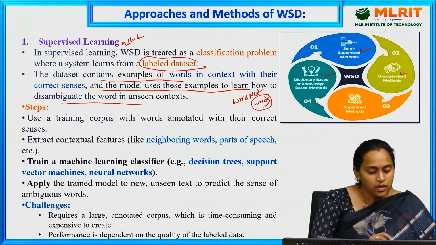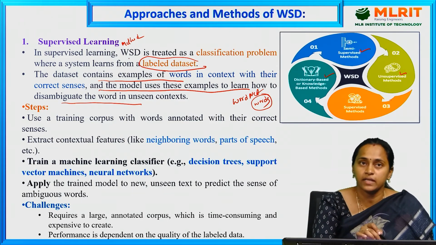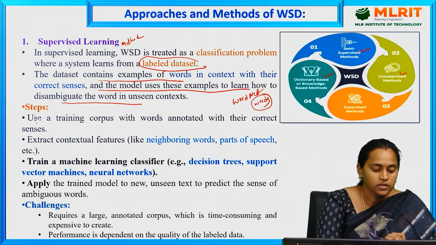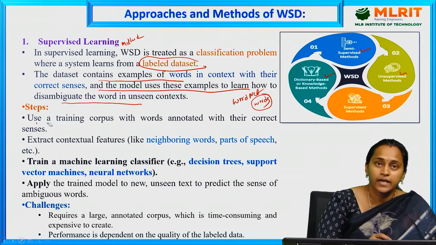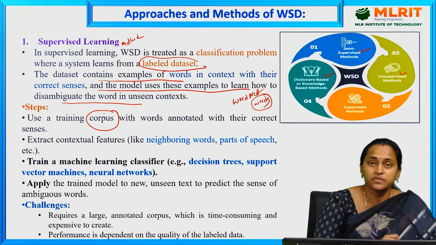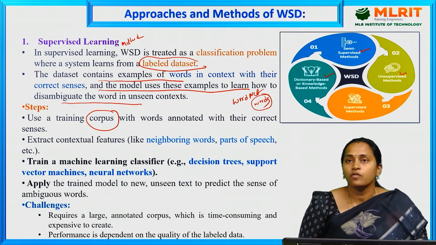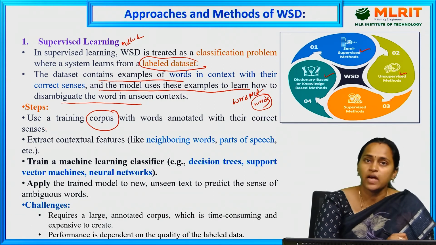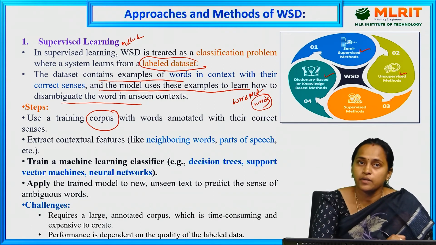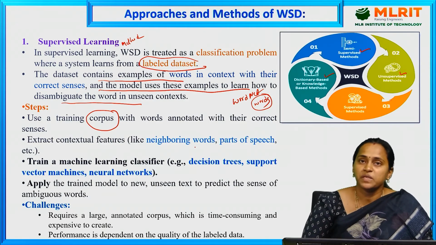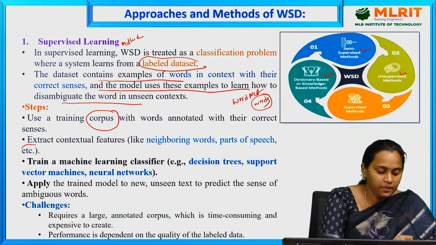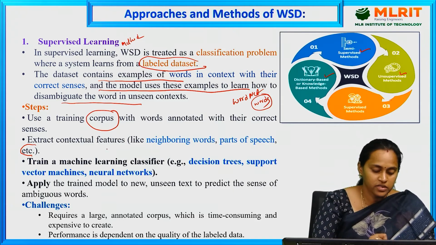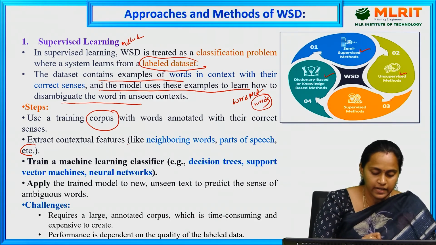Here is how the process works in supervised learning, step by step. The first one, use a training corpus. Corpus means data set. That means we have to train on the data set with words in their correct sense, that means train on the sentences in a correct manner. Then extract the contextual features like neighboring words and POS tags. That means stemming, lemmatization, all the processes we discussed in the semantic analysis.